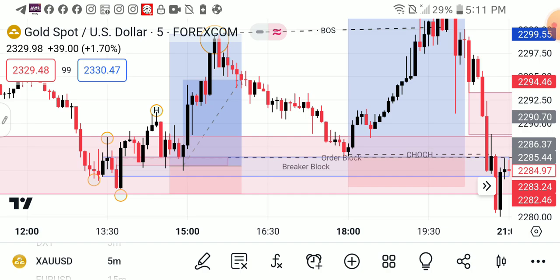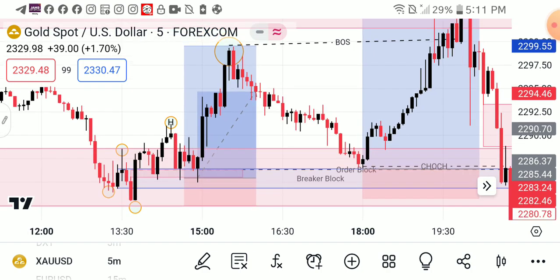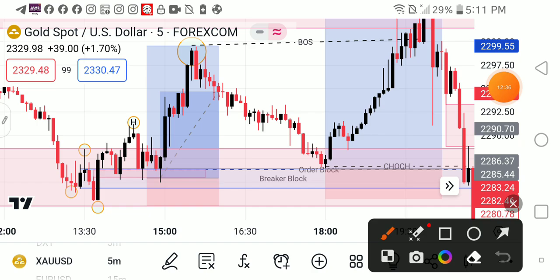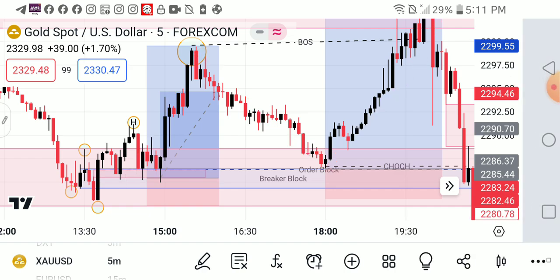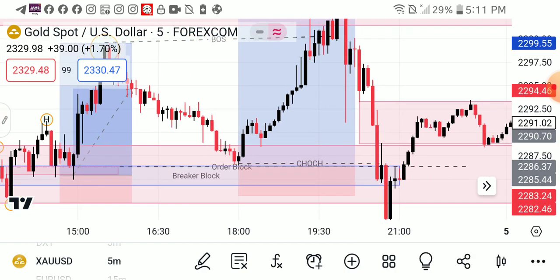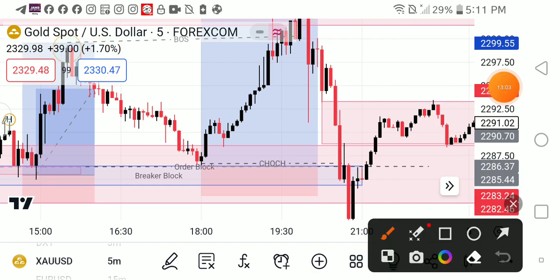So what did price do? After so many reactions, price just swerved, moved to the upside, came down again. Do you see something interesting? Price moved up, came down again, and reacted above our breaker block, and also very close to the order block. Price moved up. But then at some point, price came down to this level and closed below our breaker block and also our order block.